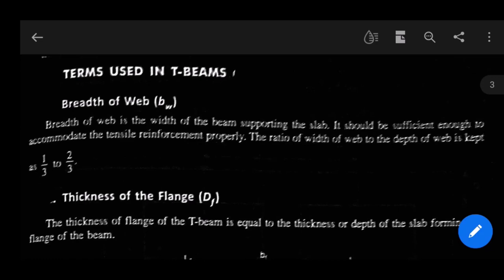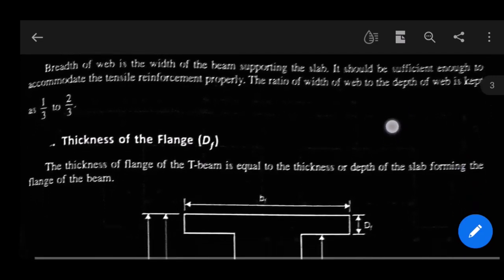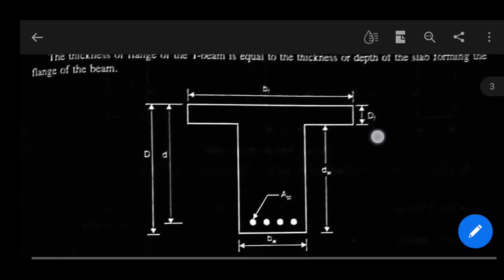Now, thickness of flange, that is Df. The thickness of flange of T-beam is equal to the thickness of the slab forming the flange of beam. This is the flange of beam, as you saw earlier.